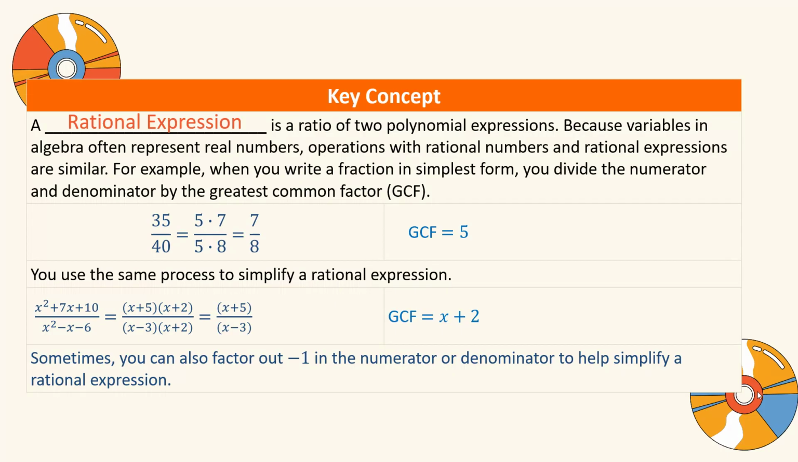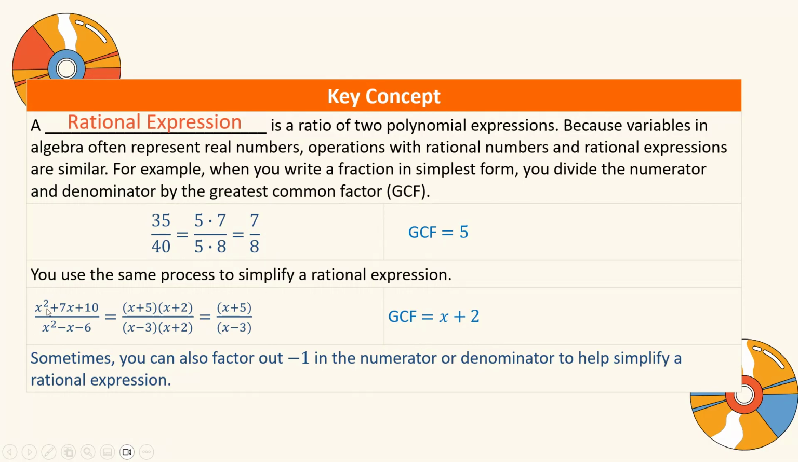For example, when you write a fraction in simplest form, you divide the numerator and denominator by the greatest common factor. For example, 35 over 40. 35 is 5 times 7, 40 is 5 times 8, so they have a common factor of 5, so when we divide by 5, the 5's divide out and we're left with 7/8.